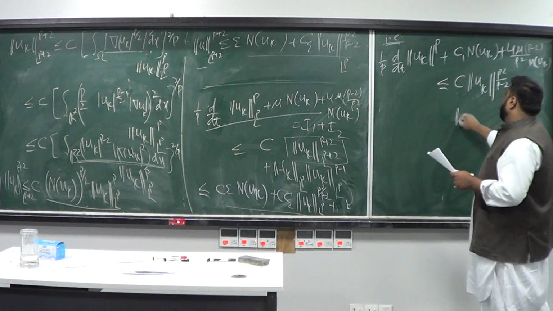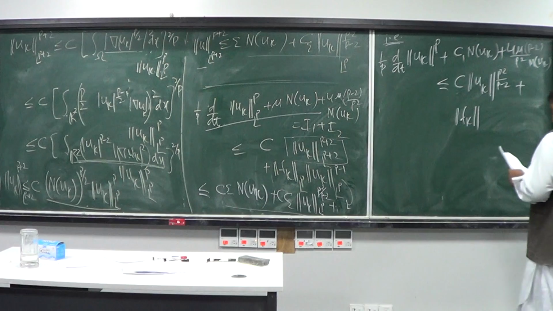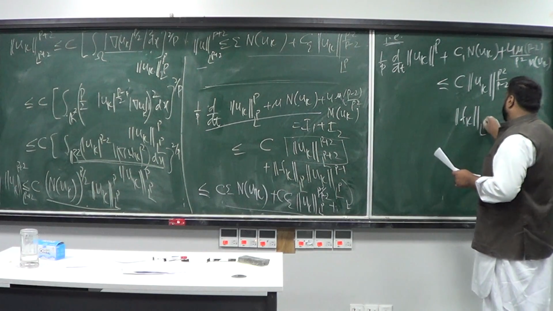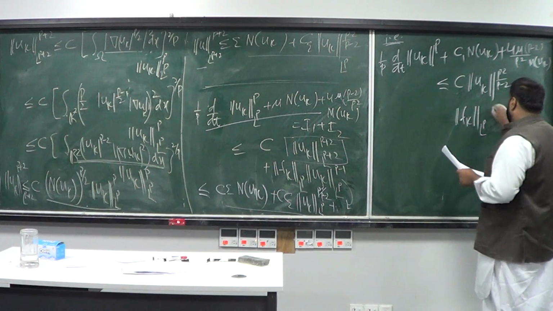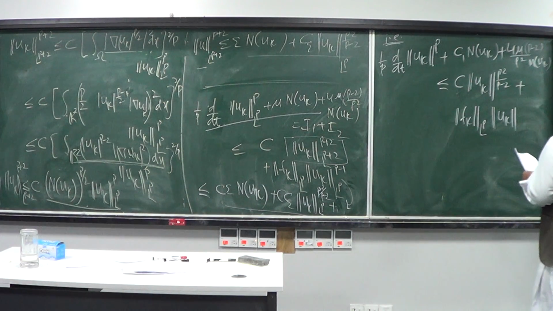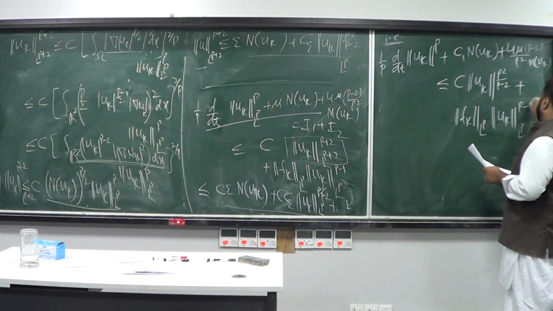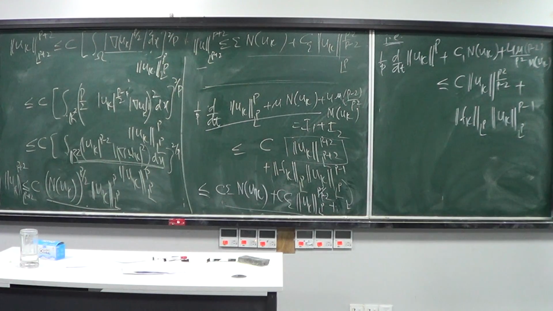plus fk, and its LP norm, times uk in LP and p minus 1. Okay, so this is the inequality for d/dt. So this is one of the crucial inequalities.